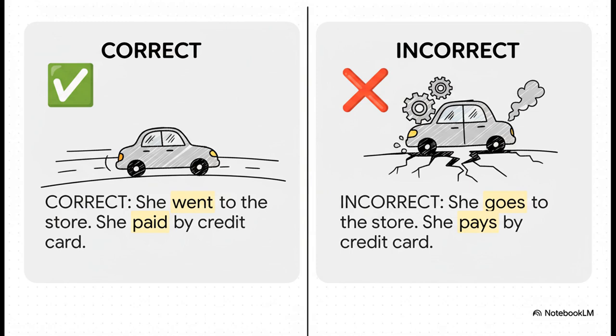If you start your story in the past tense, you gotta stay in the past tense. Bouncing back and forth is just going to confuse your reader and totally break the flow of your story. So pick one and stick to it.